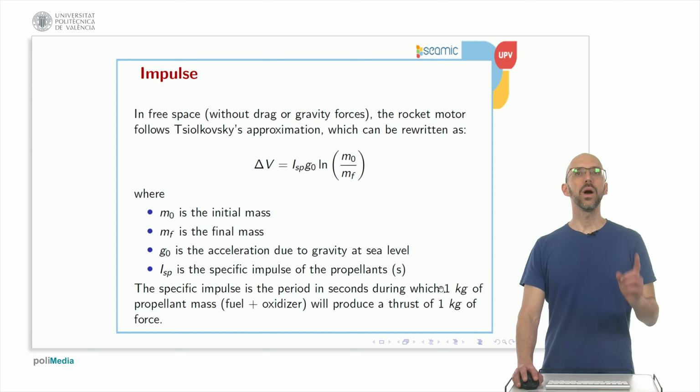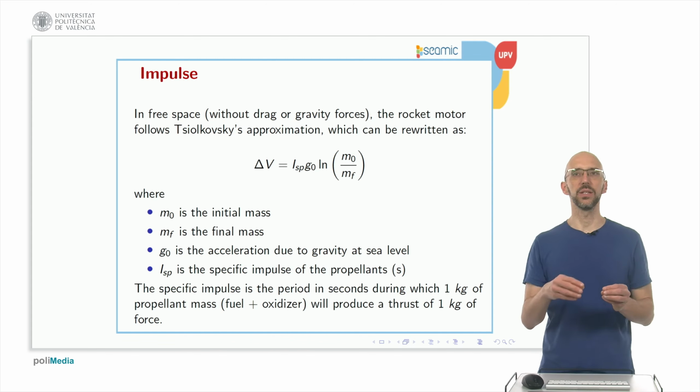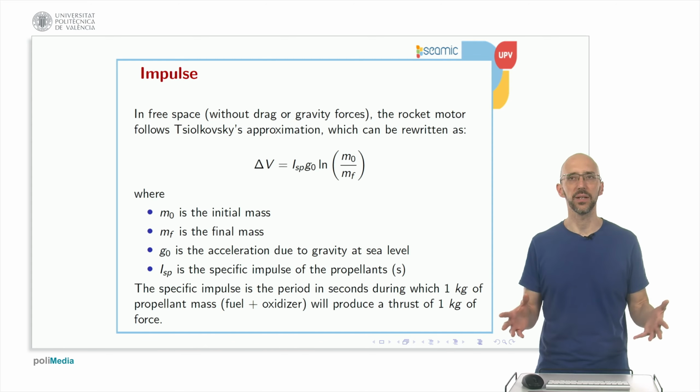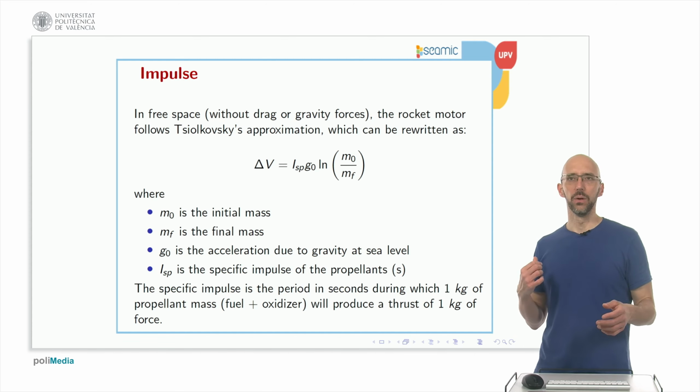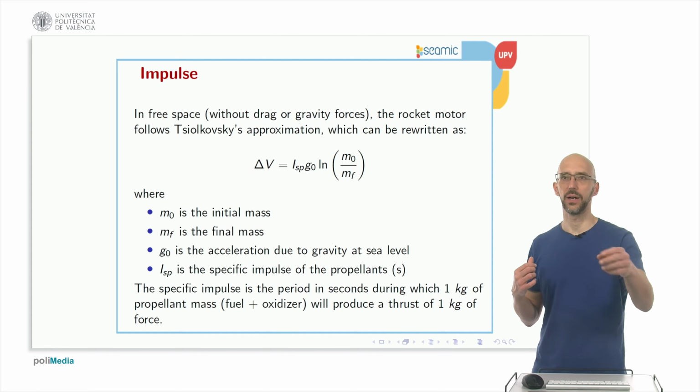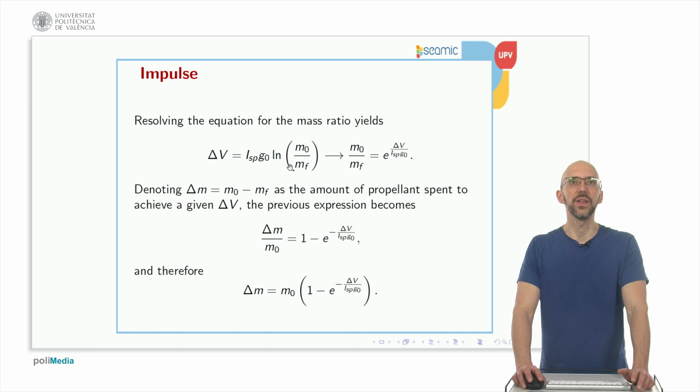why am I showing you this function? Let's use this function in a different way. As you can see here, I have the initial mass and the final mass. If I give you an example, I will provide the value of the specific impulse and the gravity at sea level, and this is just to replace and calculate. But given the delta V, given that I need to reach a speed, for example 7 kilometers per second, can I know how much mass of propellant I need? This is possible thanks to this function.